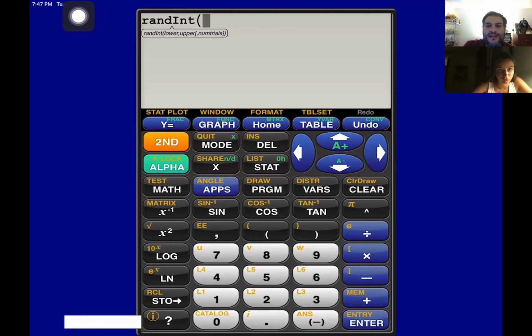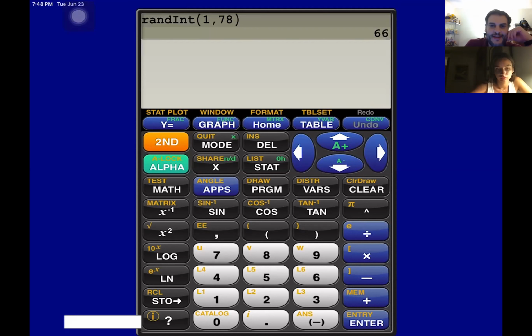I want to tell it what the lowest number and the highest number are. For this one, if we want it to be from 1 to 78, what should be the lowest number? All right, the lowest number should be 1. What should be the highest number? Very good. We're on it today. Everybody go ahead and put 1 through 78. Up next, I'm going to press enter. If you look at this one, it chose number 66.